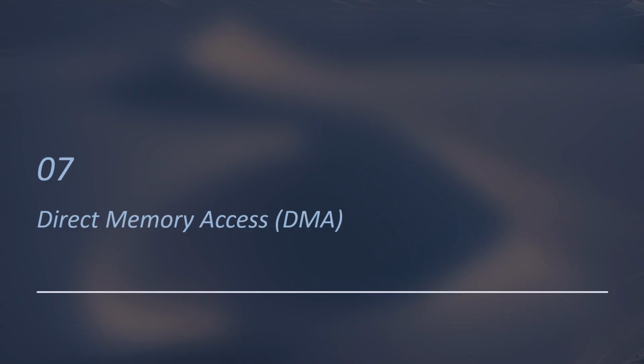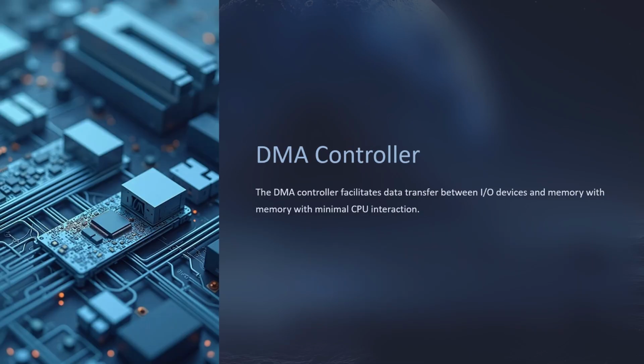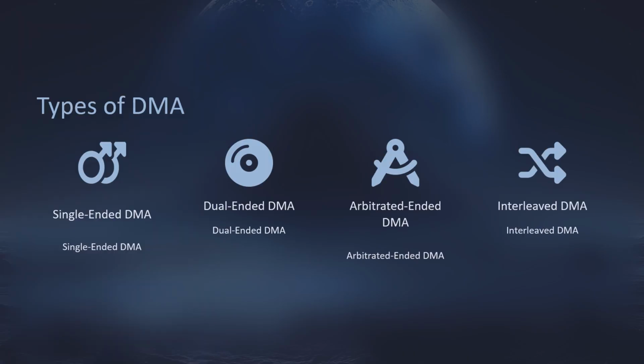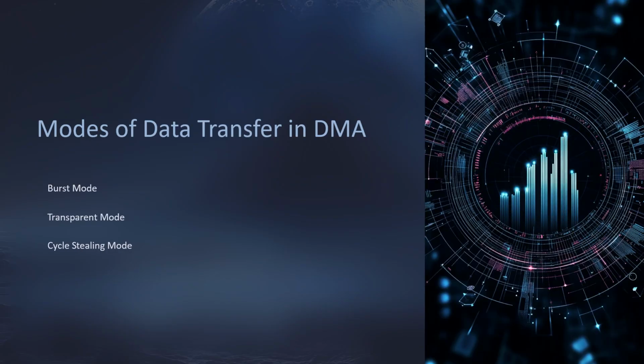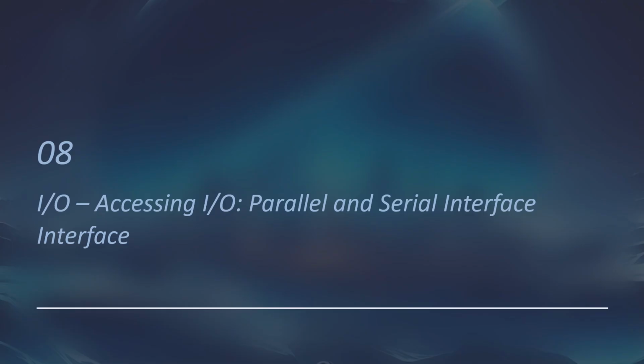recover from thrashing. Direct memory access allows peripheral devices to transfer data directly to memory, minimizing CPU involvement and increasing system efficiency. The controller facilitates data transfer between I/O devices and memory with minimal CPU interaction. These are the types of DMA: single-ended, dual-ended, arbitrated, and interleaved. Modes of data transfer: burst mode, transfer mode, and cycle stealing mode. These are the advantages and disadvantages of direct memory access.